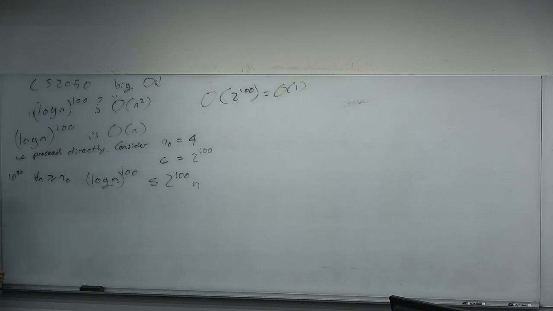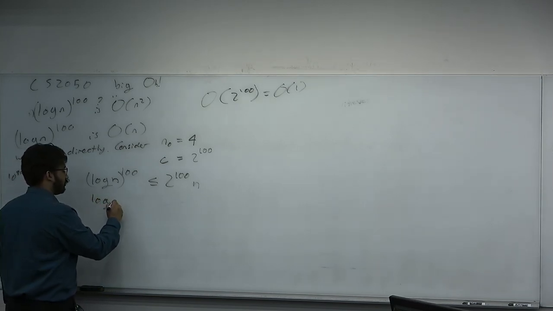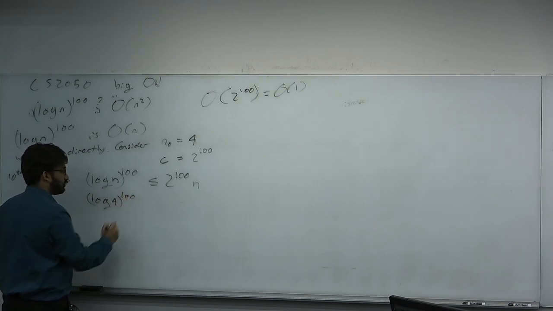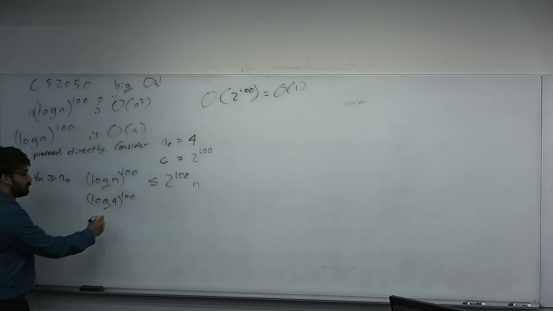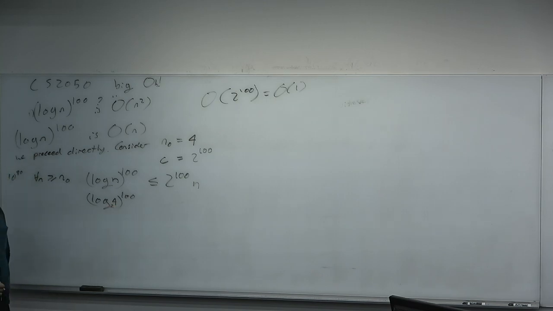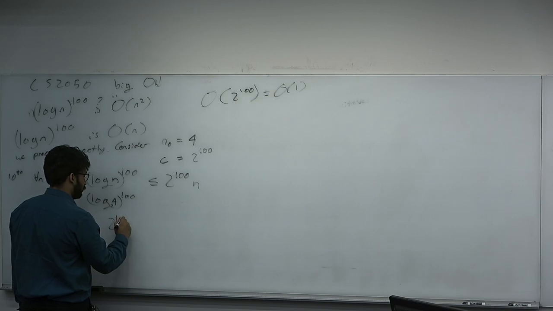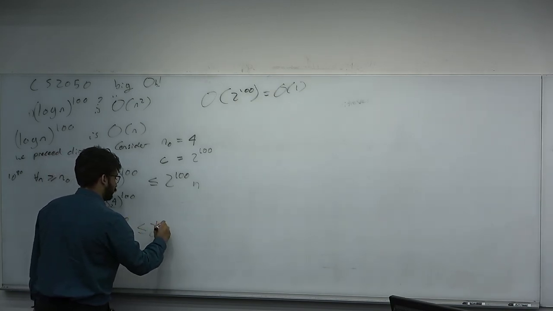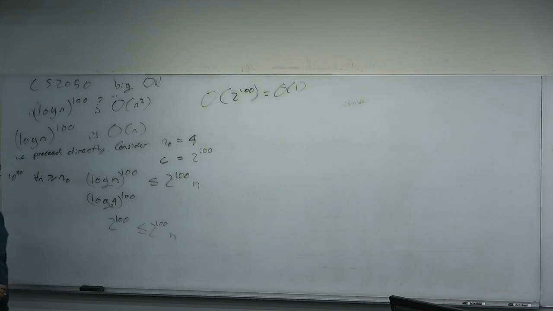Now, if we plug in n naught here on the left-hand side, if we consider that n is greater than that, what are we going to get here? What is log of 4? Let's suppose it's log base 2, in fact. Okay, 2. So we're going to get 2 to the 100 is less than or equal to 2 to the 100 times n, right? I chose c to be 2 to the 100 for this reason. Certainly it's true. So in fact, no matter how many logs you have, O of n is bigger than that, right?